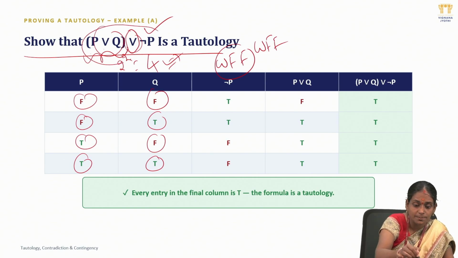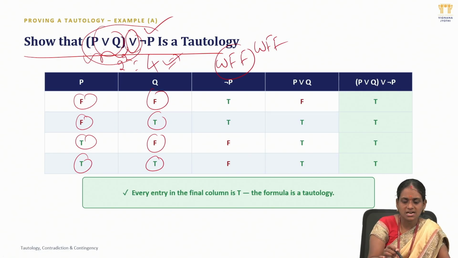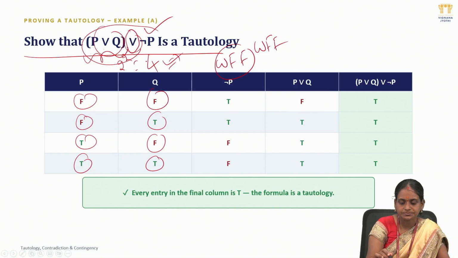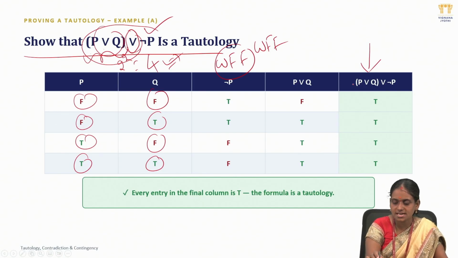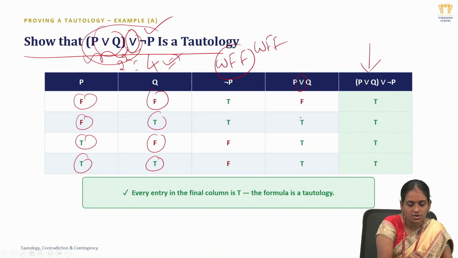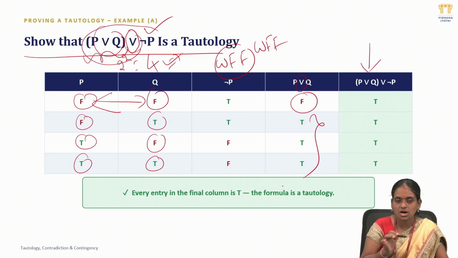If you represent the complete formula in the third column, you will get confused about how to apply the operation. So instead of that, just divide the entire problem into sub problems: negation P, P or Q, and the final resultant column. Just you can see here, P or Q. What is the logic for P or Q? If both are false, then automatically the resultant is false. In the first combination both are false, so the resultant is false; all remaining cases are true.